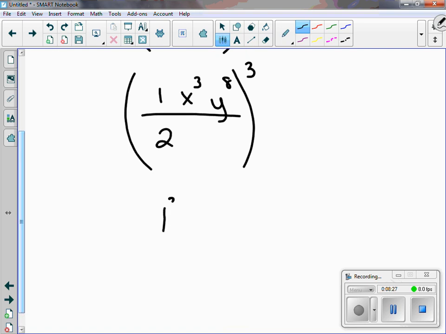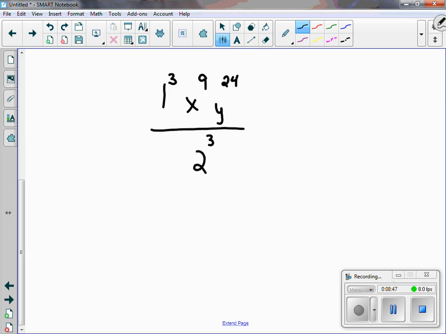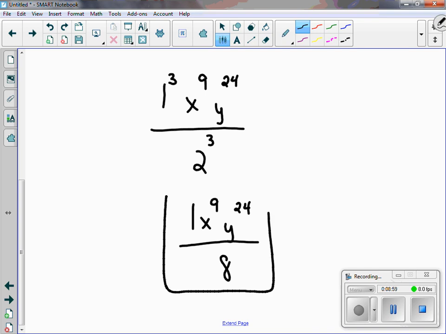So this is now 1 cubed. Just do my x first. Not adding this time, I'm multiplying. X to the 9th, y to the 24th, 2 cubed. Okay, so the 1 cubed and the 2 cubed I can actually simplify myself. You can type that into your calculator if you need to. My final answer, 1 x to the 9th, y to the 24th, divided by 8.